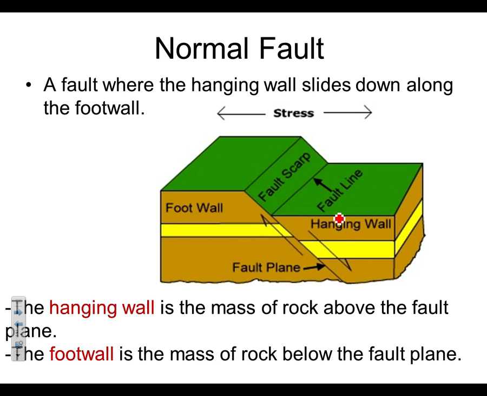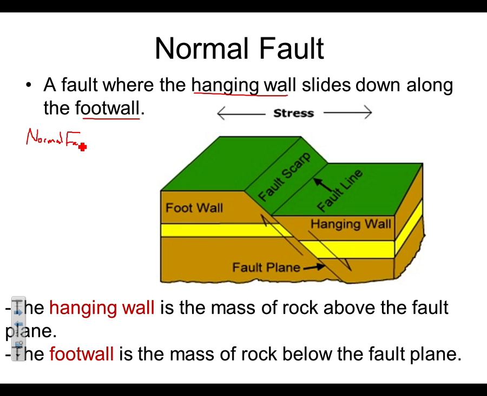First of all, we have the normal fault. The definition is just a fault where the hanging wall slides down along the footwall. Okay, I know you don't know what hanging wall and footwall are yet, but we'll get those definitions. You can see them at the bottom. We'll get those definitions in a second. First thing though, before we do that, what I want you to do is flip your paper over and let's draw a picture of a normal fault. So find a spot on the back and just label it normal fault.